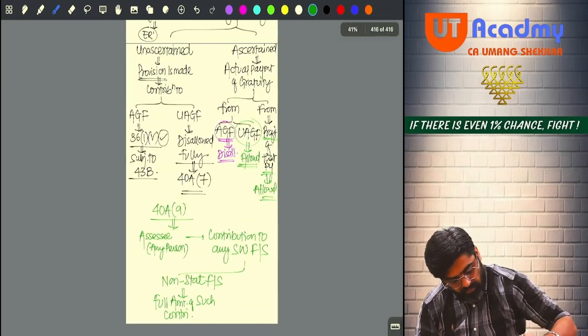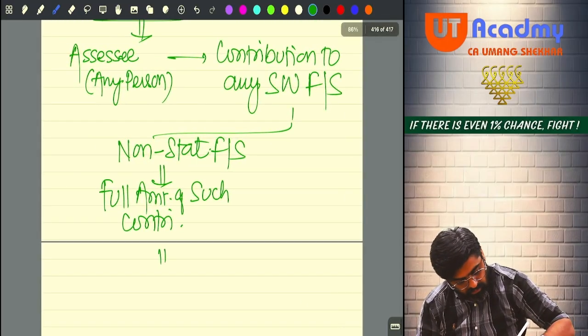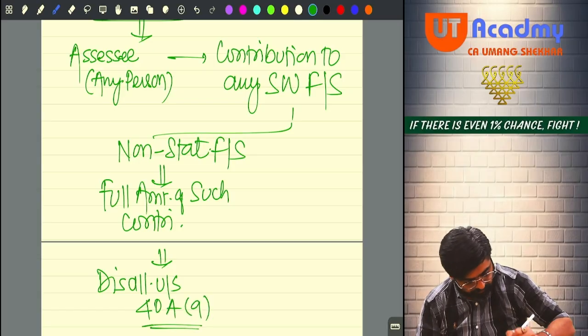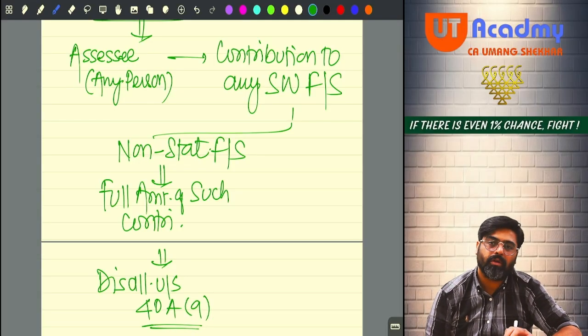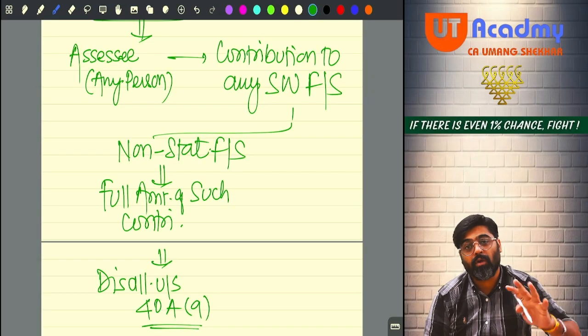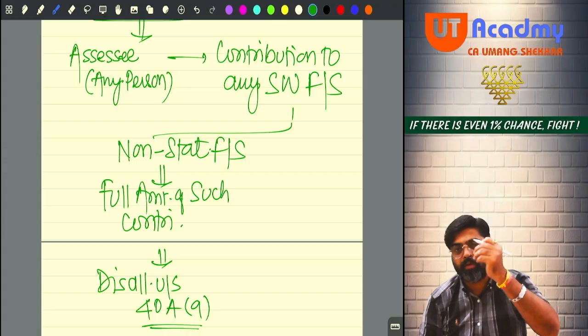contribution, disallowed under section 40A9, because the fund was a non-statutory fund. No law required you to make such kind of fund and contribute money there. Then why are you making such a fund? And why are you contributing to such funds?